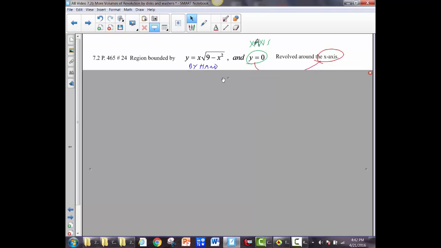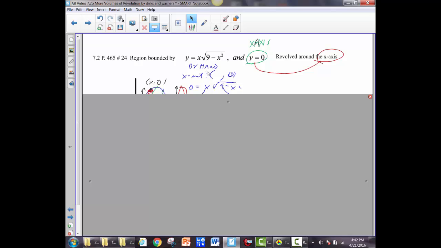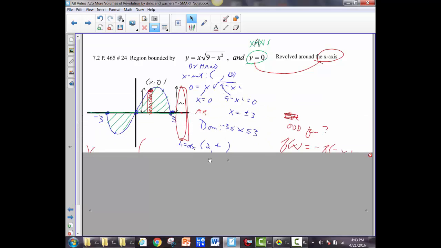Okay, so here's another one. If you were doing this graph by hand, I would try and find the x-intercepts, which will happen when x equals 0, and then again when x equals plus or minus 3. So you would have this.